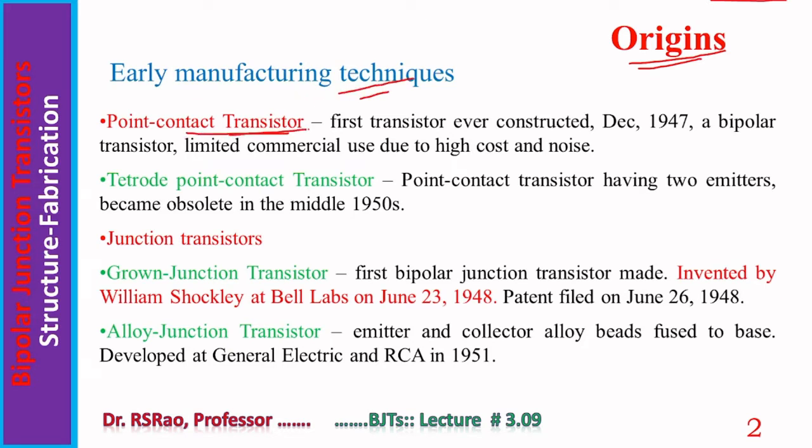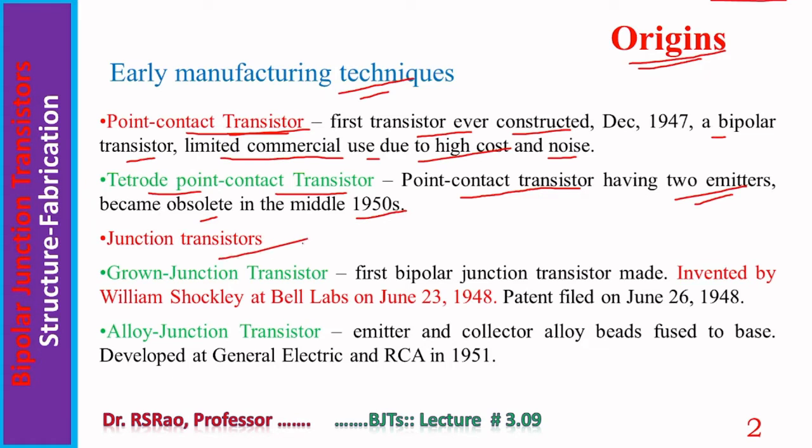Point contact transistor. The first transistor ever constructed was a point contact transistor. It happened in 1947. It's a bipolar transistor. Bipolar means both carriers, electrons and holes, participate in the functioning. They have limited commercial use due to high cost and noise. Then the tetrode point contact transistor. This is a point contact transistor but with two emitters. It became obsolete in the middle 1950s.